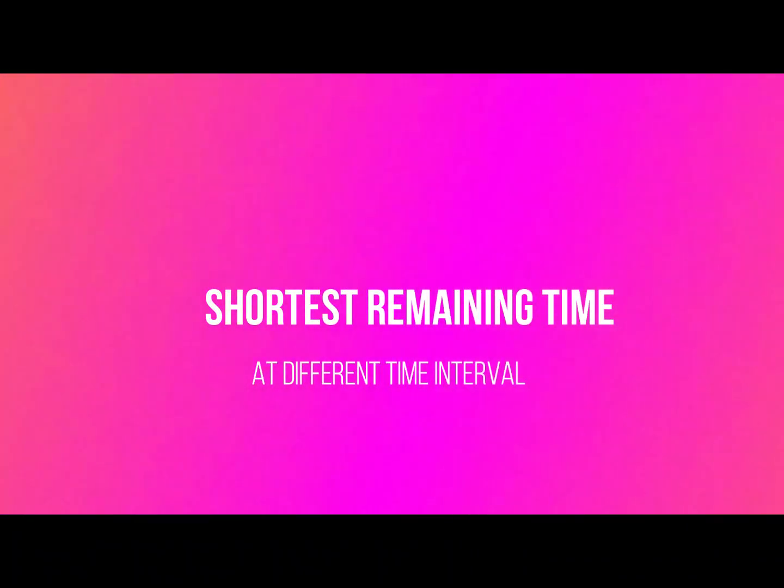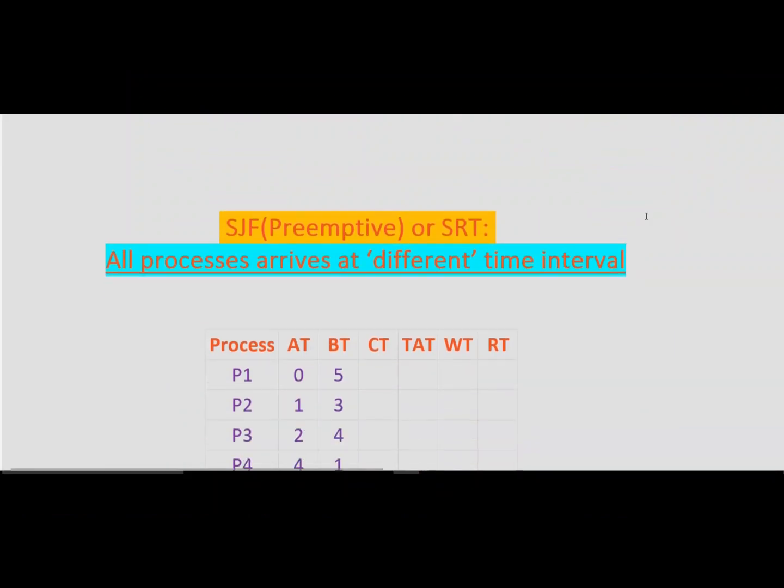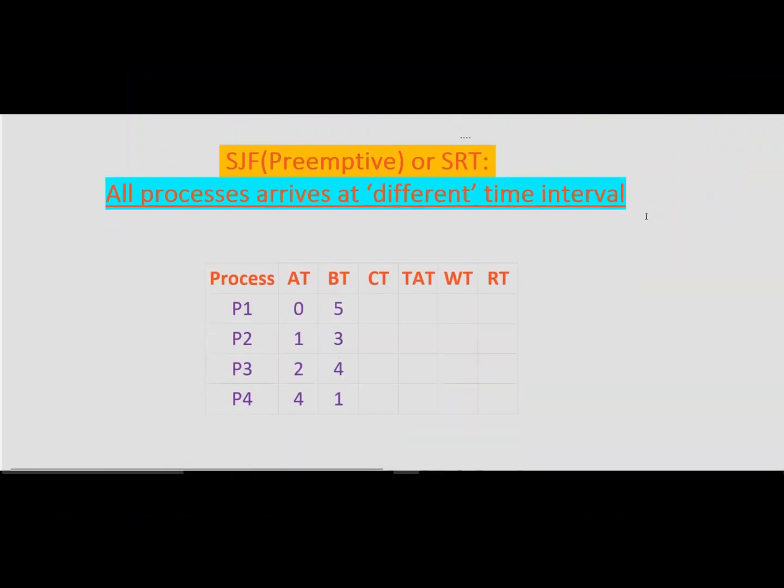Next category of shortest job first is when I'm going to implement it in the preemptive mode. The second very important name we are having is SRT, which stands for shortest remaining time. Now simply I am taking the scenario of when all the processes arrive at different time intervals.